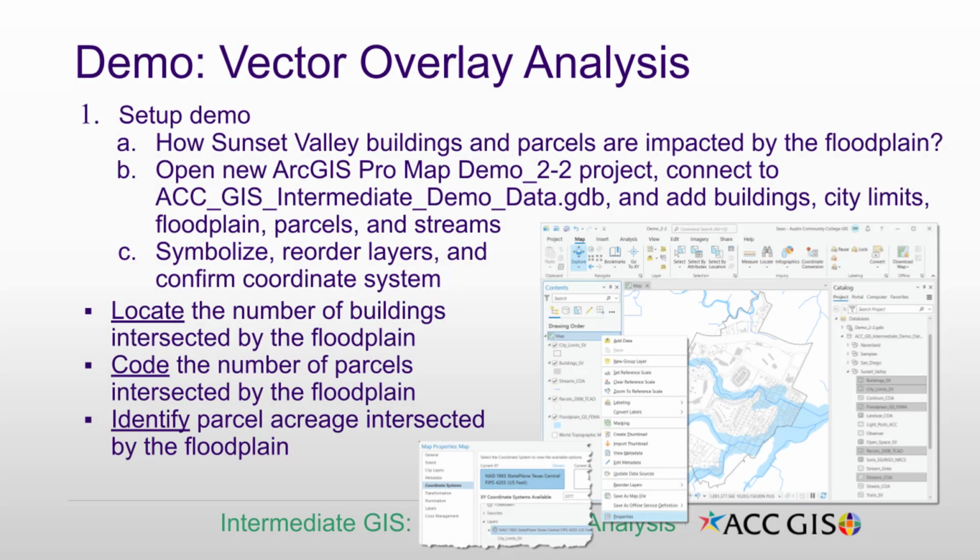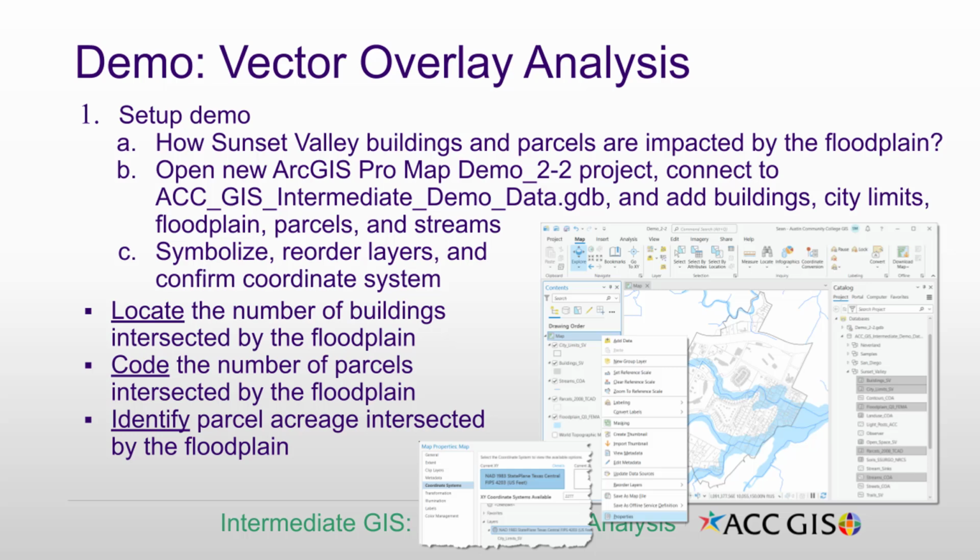In this demonstration, we'll determine how Sunset Valley buildings and parcels are impacted by the floodplain using vector overlay analysis. Our goal in this demonstration, in this intermediate GIS course, and as a GIS professional, is to do more than just visualize our spatial analysis. We want to quantify it as well. So we'll locate the number of buildings intersected by the floodplain, count the number of parcels intersected by the floodplain, and identify the parcel acreage intersected by the floodplain.